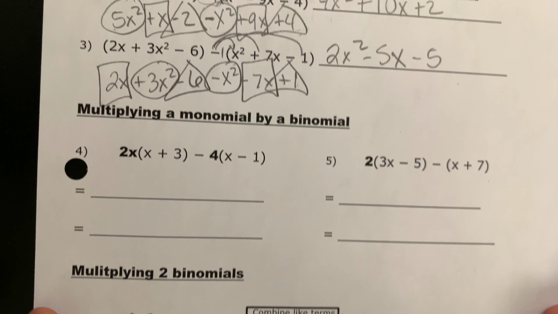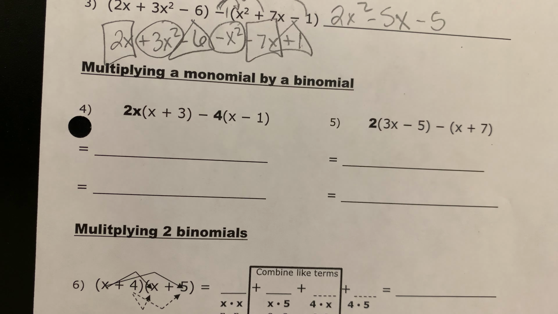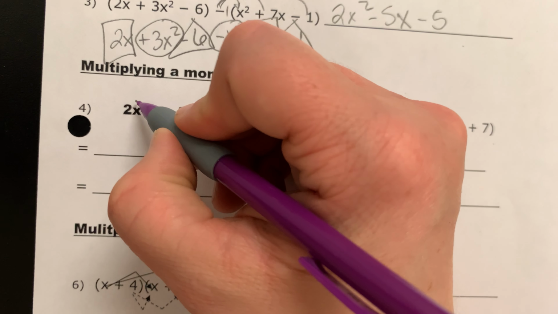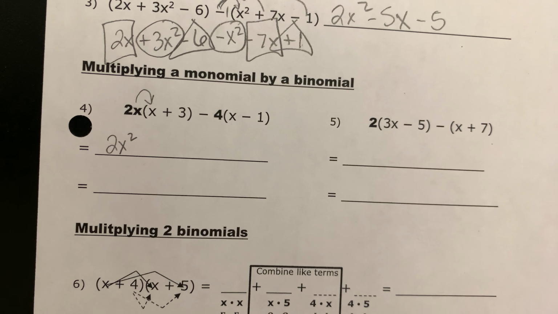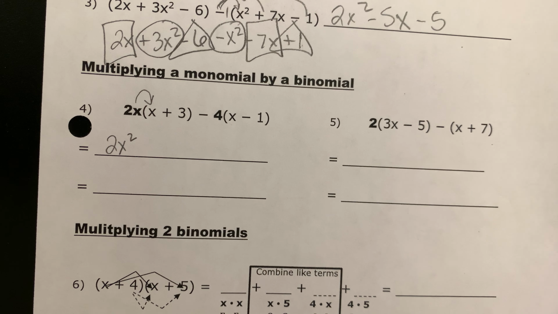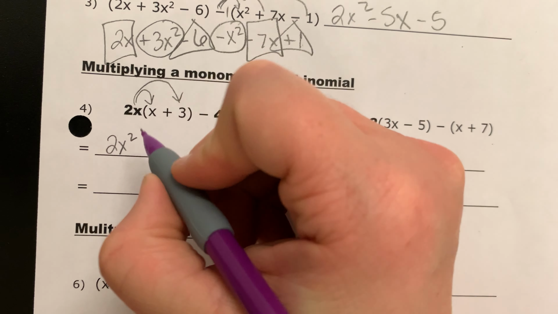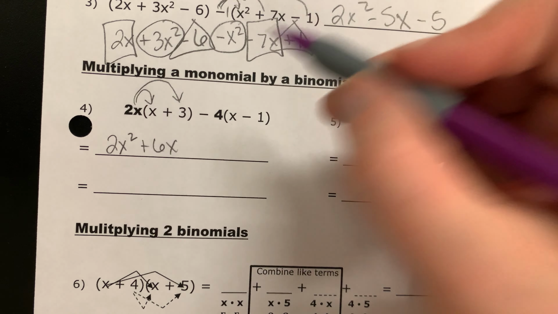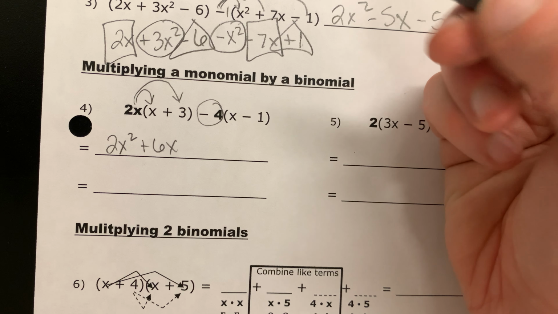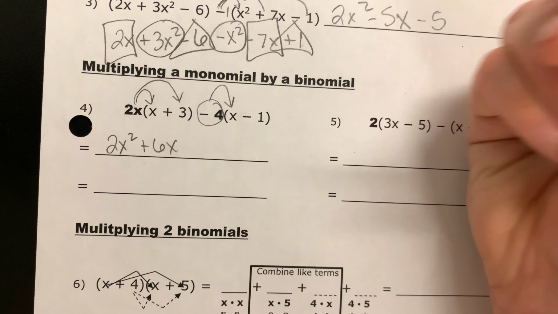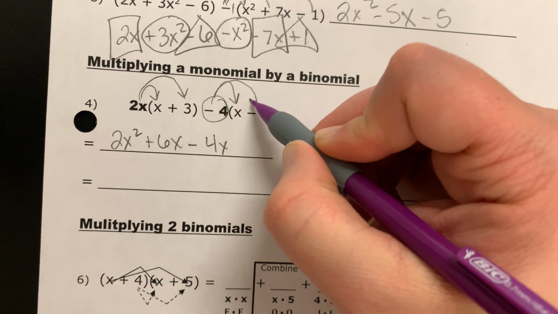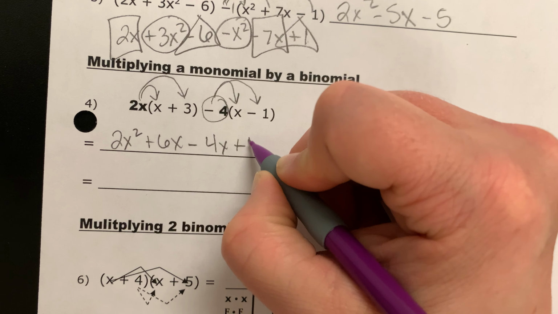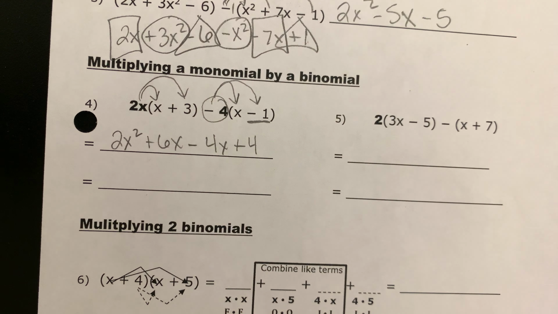All right, let's look at number 4. Number 4 has multiply and subtract in it. Okay, so I'm going to take care of my parentheses first. 2x times x is 2x squared. Remember we learned yesterday when I multiply x times x, I get squared. 2x times 3 is a positive 6x. Then I'm going to distribute this negative 4. So negative 4 times x is negative 4x, and negative 4 times negative 1 is a positive 4. So we need to remember that's a negative.